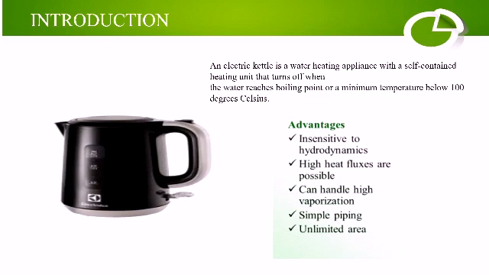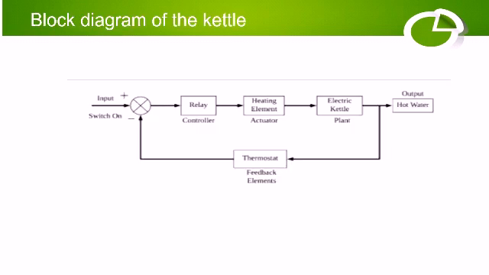An electric kettle is a water heating appliance with a self-contained heating unit that turns off when the water reaches boiling point or a minimum temperature below 100 degrees Celsius. I got some advantages, which are insensitivity to hydrodynamics, high heat fluxes are possible, can handle high vaporization, simple piping, and also unlimited area.